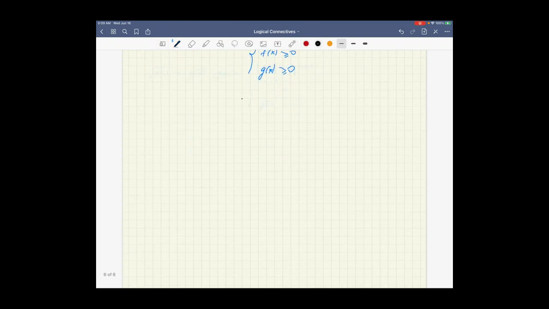So here is a much more interesting example demonstrating how we use connectives to solve equations and inequalities. So the inequality is this. Solve the inequality: x squared minus 1 over square root of 13 minus x squared greater or equal than x minus 1.